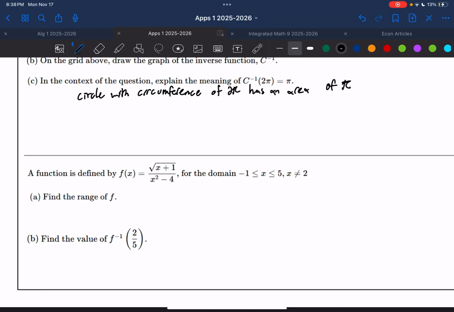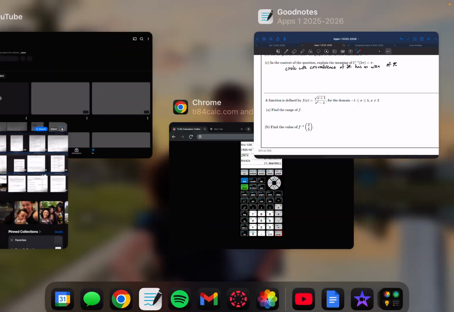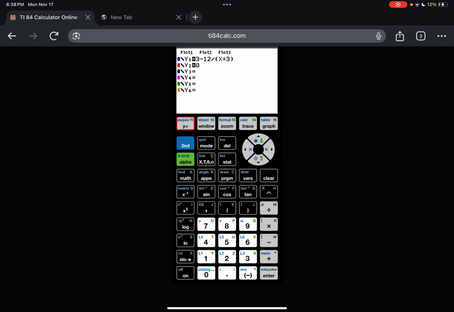A function is defined by f of x is equal to the square root of x plus 1, over x squared minus 4, on this domain. And so we want to start by finding the range of f. And this is one where I think graphing it to get an idea of what it's going to do would be helpful for us.